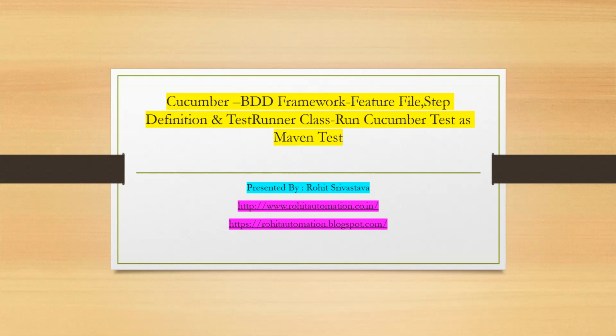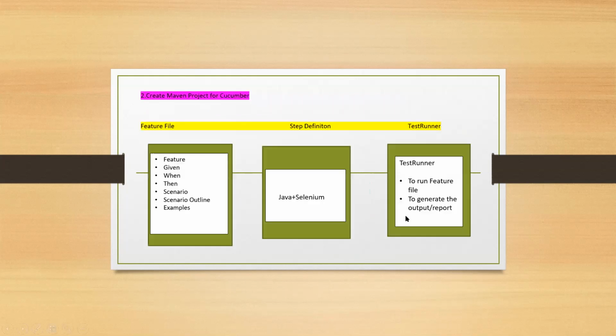So when you see my screen, here you can see we have three important components of Cucumber BDD framework: feature file, step definition, and test runner. Basically, we define features in the form of Gherkin language, and these features are in the form of behavior of the use case and the test case.